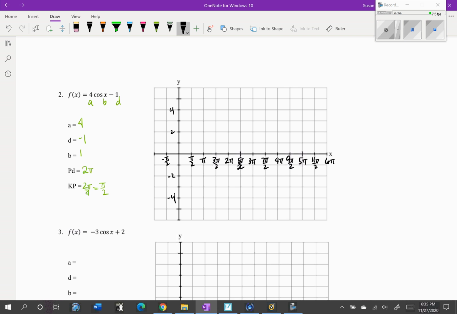And for cosine, remember if we do our cosine graph, cosine's the x-coordinate, so it starts at 1, 0, -1, 0. So for our parent graph, we have 1, 0, -1, 0, 1. So that would be my parent graph. So our midline is moving to -1.